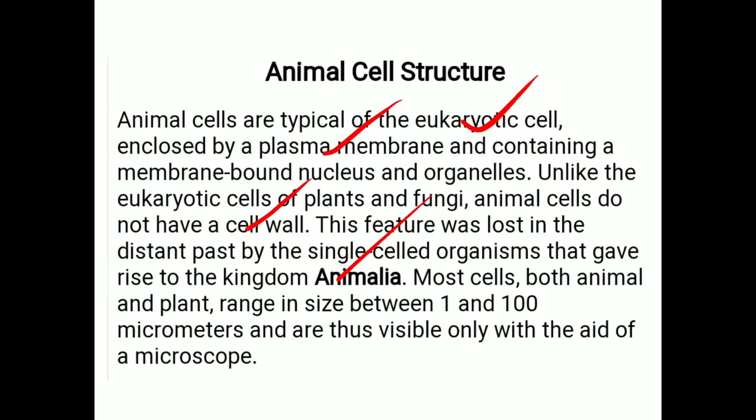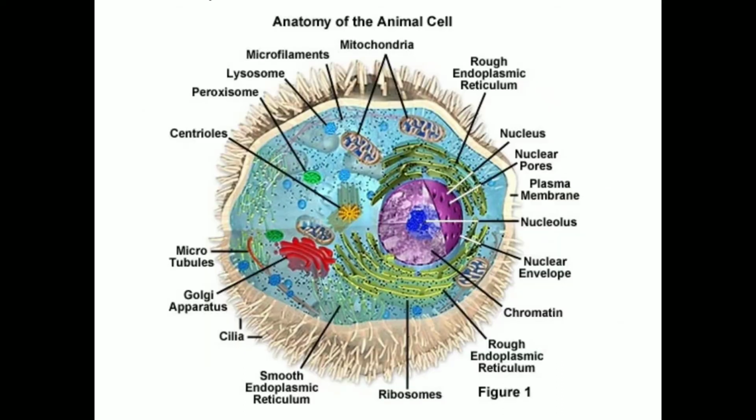Most cells, both animal and plant, range in size between 1 and 100 micrometers and are thus visible only with the aid of a microscope. These cells we can observe with the help of the microscope only. Now here, observe the anatomy of the animal cell. What is anatomy? The internal structure of the animal cell.